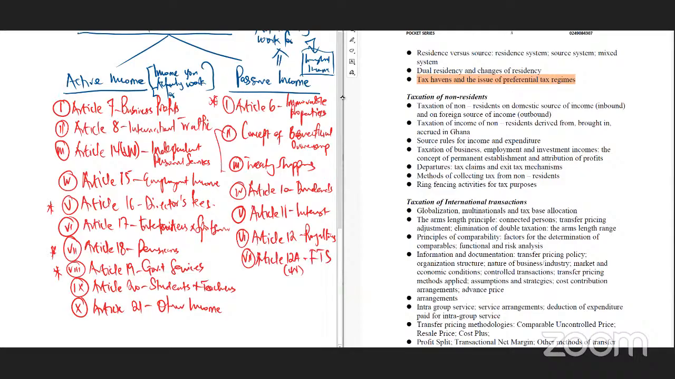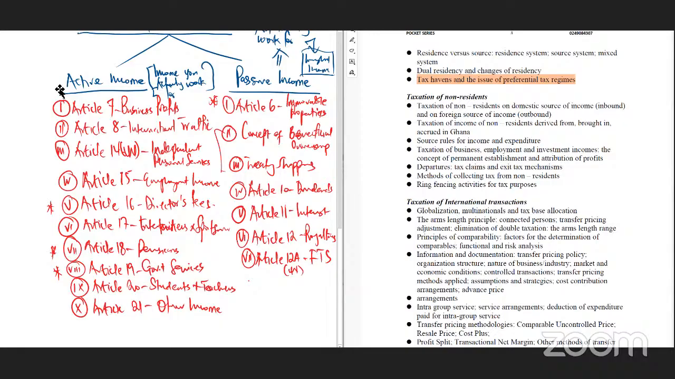So these are fees for technical services. And then Article 13, which is on capital gains. Then finally, taxation of capital. Though capital is on its own, I like to just include it as passive.